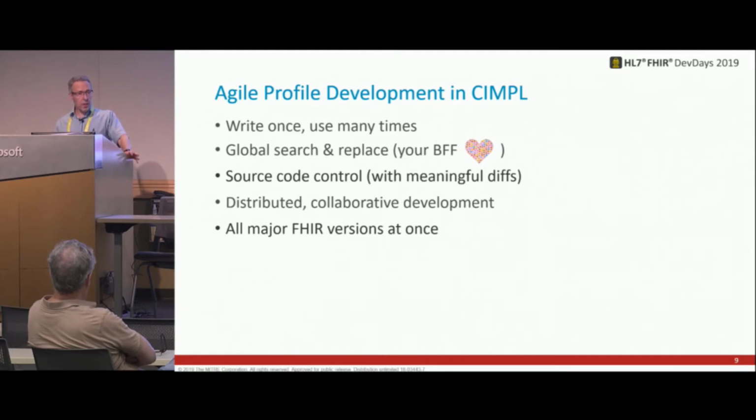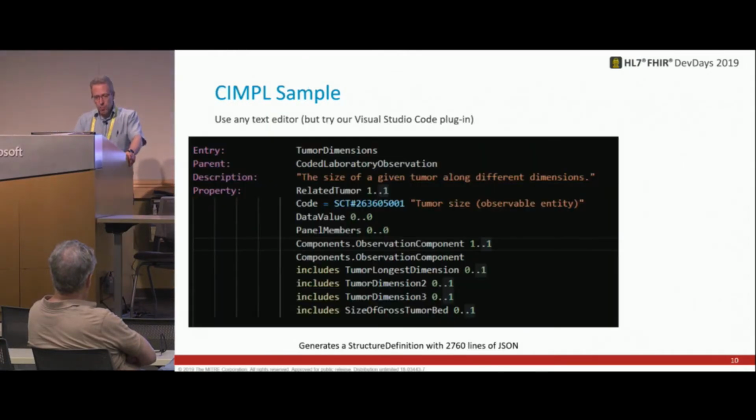And the other thing that is agile about CIMPL is that you can handle all the major versions of FHIR all at once. So you develop one simple model, and you can export that to DSTU2, STU3, and R4. So before I start going deeper into those, I'm just going to give you an example of what CIMPL looks like.